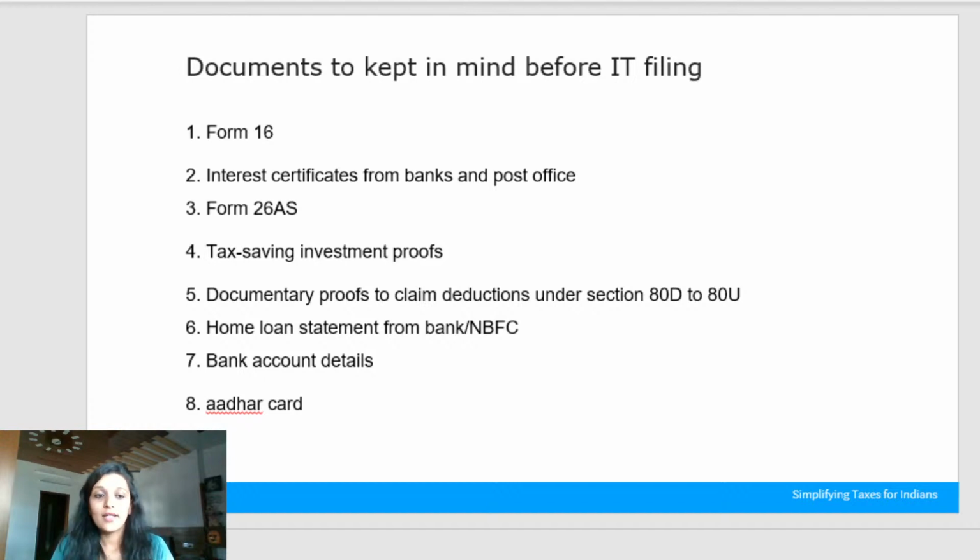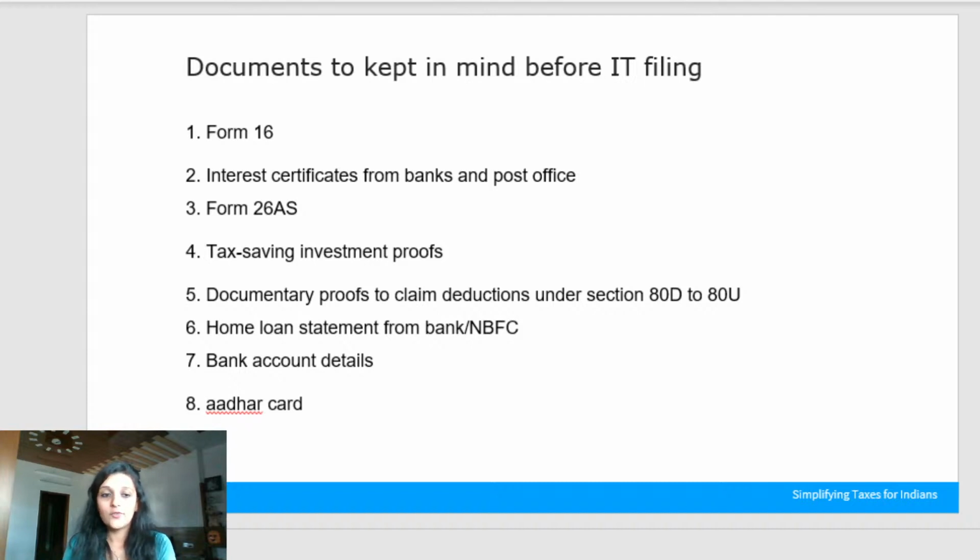Apart from that, if you are having any home loan statement from bank or NBFC, then include the interest component in income from other source, income from house property head, and the principal repayment in deduction head under section 80C. Home loans, how you can claim your home loan, what are its tax benefits, this I am going to discuss in the next slides, which will be income from house property. That time I'll tell you about the home loan in very detail.